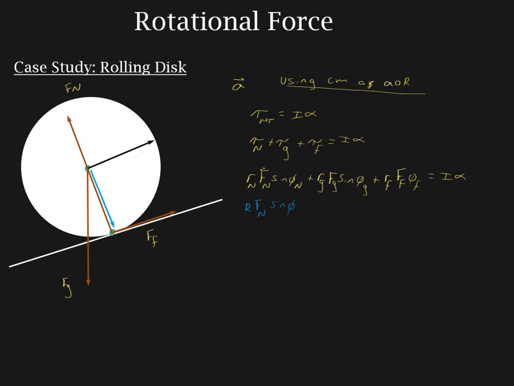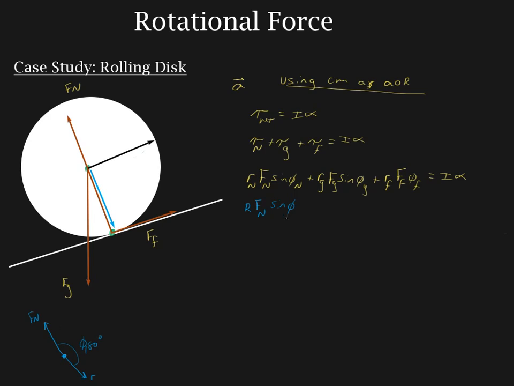So what is phi? Well, remember that we're going to take our two vectors and place them tail to tail. So we have the normal force points in this direction, and then we have R points in that direction, and the angle here is 180 degrees.